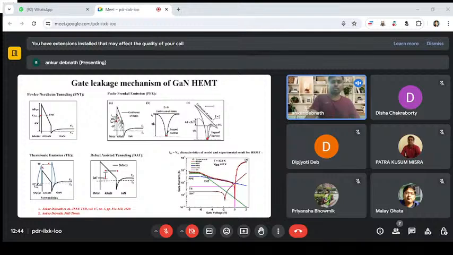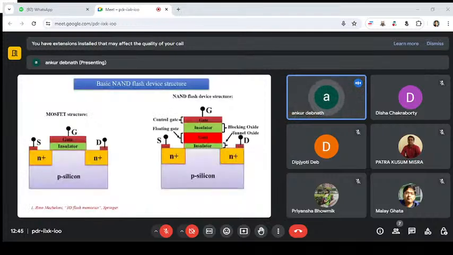Now there is a basic NAND flash device. NAND flash device means what? I told you, right? NAND flash device is basically a memory device that we actually use in our pen drive or SSDs. It's not an HDD. Don't compare it with HDD. It's an SSD part, and SSD is based upon semiconductor.